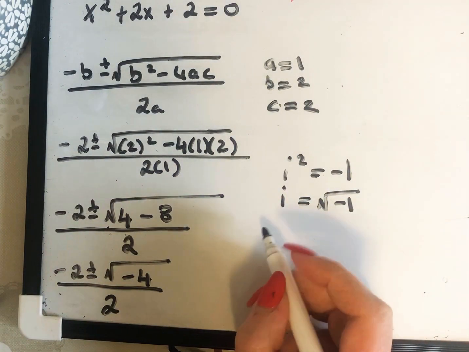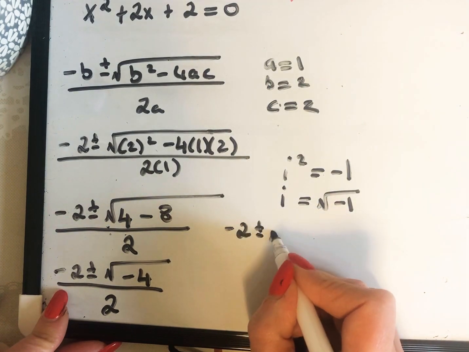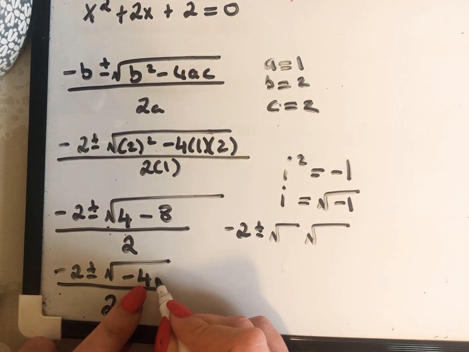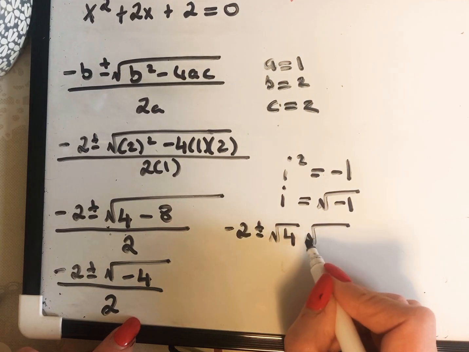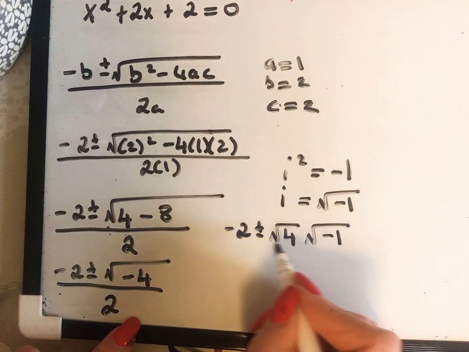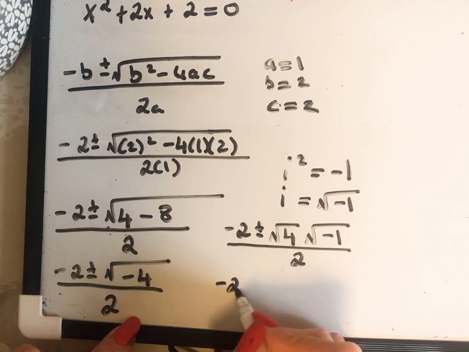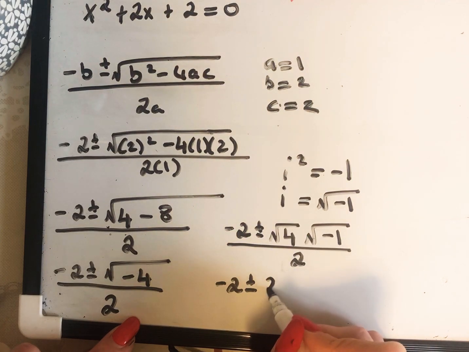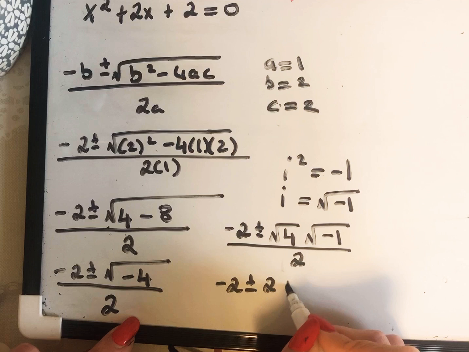So in this example, we're going to take our minus 2 plus or minus, and we're going to use our surds now that we know of. So whatever number you have here, you take the positive of it. So we're going to put a positive 4 in here, and we're going to multiply that by the surd of negative 1, all over 2. So now we have minus 2 plus or minus, well, we all know that root of 4 is 2. And as I showed you above, the root of negative 1 is i.